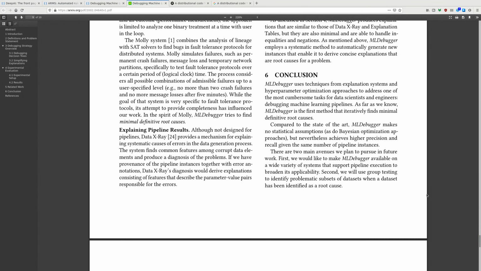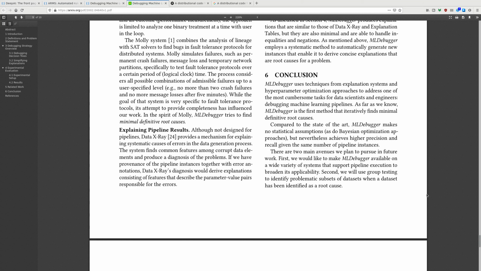Conclusion. ML Debugger uses techniques from explanation systems and hyperparameter optimization approaches to address one of the most cumbersome tasks for data scientists and engineers, debugging machine learning pipelines. As far as we know, ML Debugger is a method that iteratively finds minimal definitive root causes. Compared to the state of the art, ML Debugger makes no statistical assumptions as do Bayesian and optimization approaches, but nevertheless achieves higher precision and recall given the same number of pipeline instances.